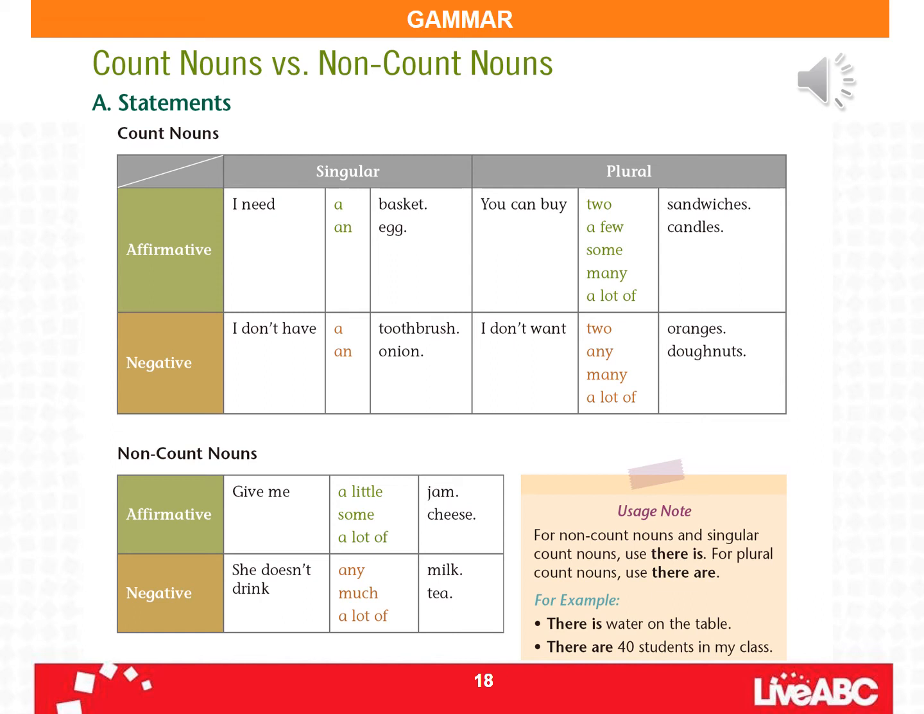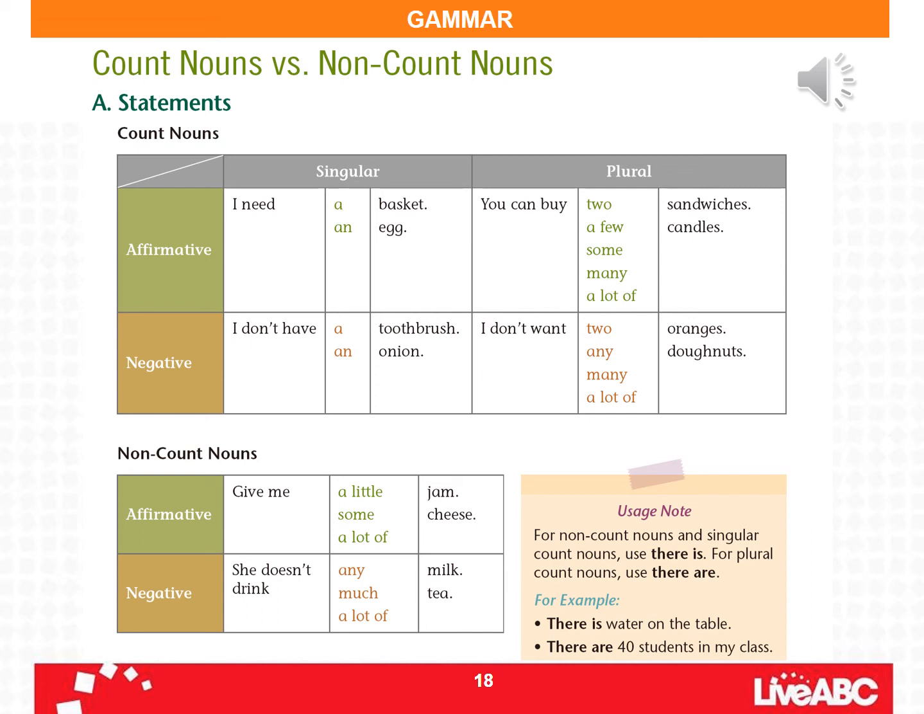In the case of some, we can see that we use it for plural form and the count nouns. And then if we move on to the non-count nouns, los no contables, in the affirmative form, also we can use some, and we can say, give me some ham, or give me a little cheese, or give me a lot of cheese when I want enough cheese. But it's not necessary that we use a number here because it's a non-count noun.